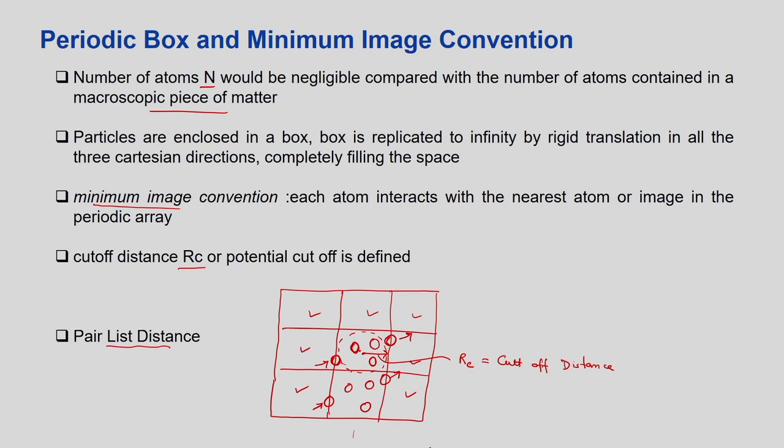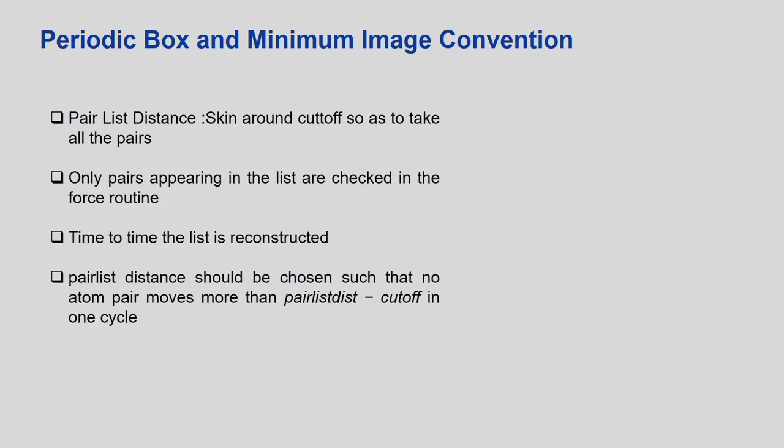So, what we do is we add an extra skin on top of this particular cutoff. The cutoff is surrounded by a skin, and between the distance of the cutoff and this skin, the computer will try to remember what are those atoms which are in there. For that we discuss this pairlist distance. This is a skin around the cutoff so as to take all the pairs.